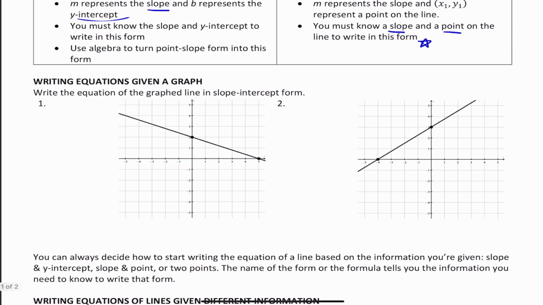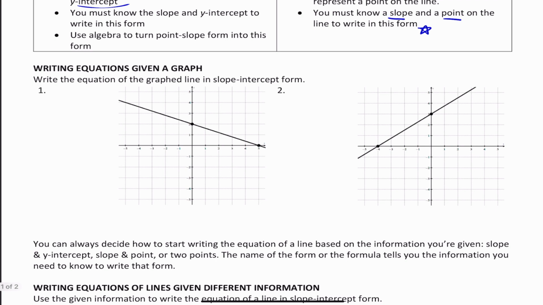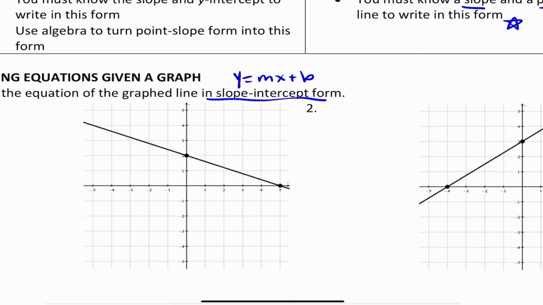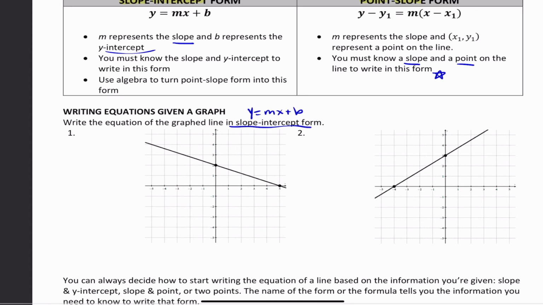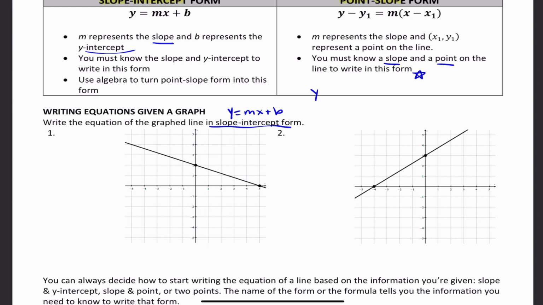Okay, so let's go ahead and take a look at this. We have a graph. It says write the equation of the graphed line in slope-intercept form, which says I need to write this in y equals mx plus b. Again, m represents the slope and b represents the intercept. So let's start with the intercept first. And remember, the y-intercept is where the line crosses the y-axis, and it's usually in the form 0, y.